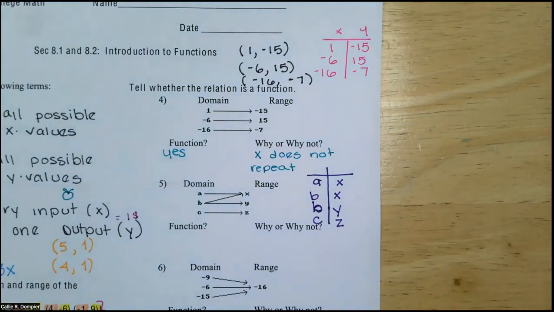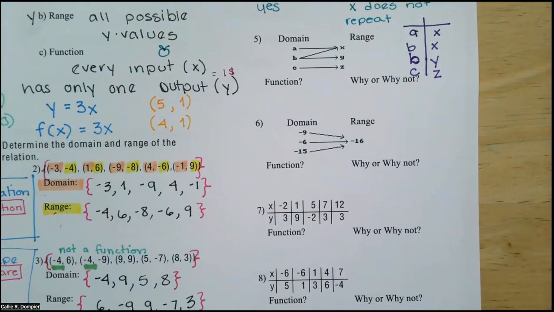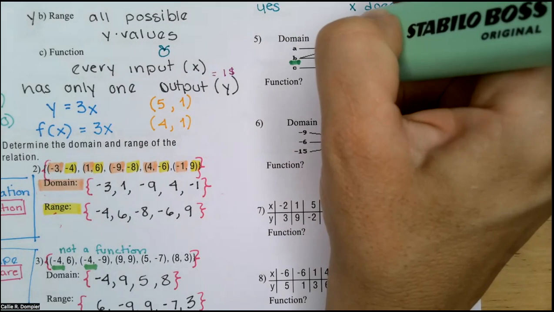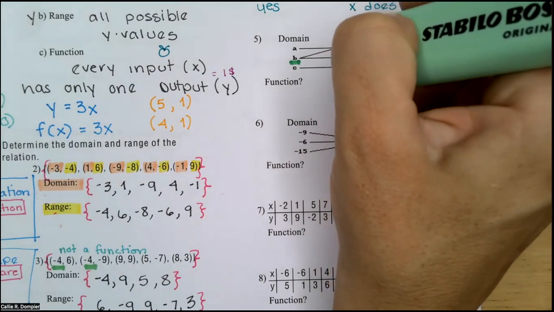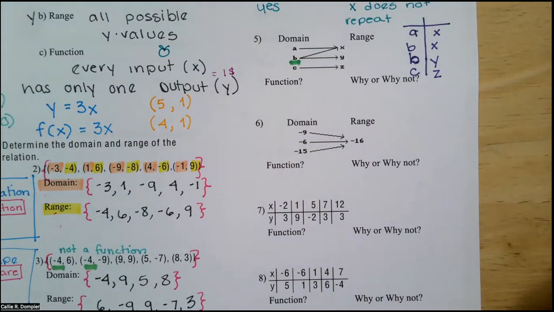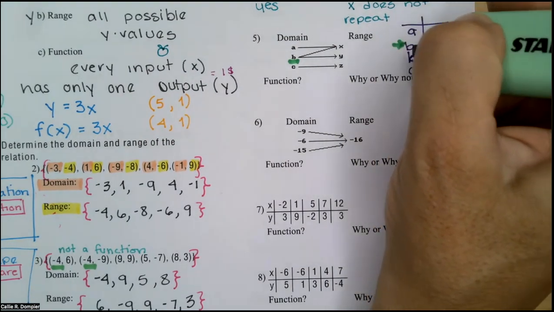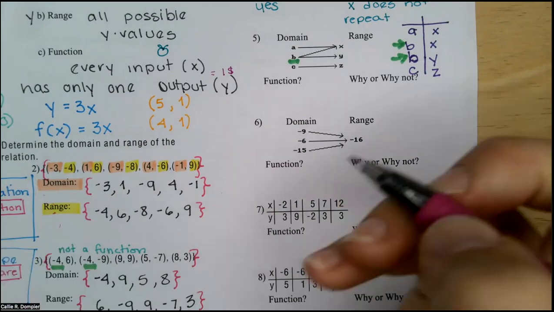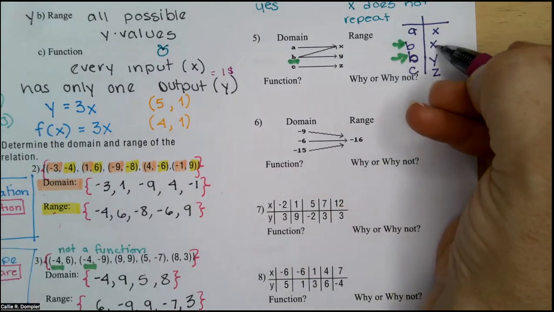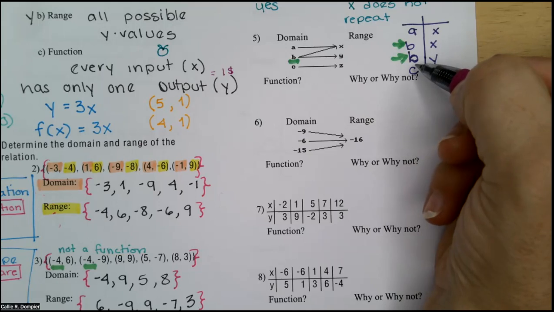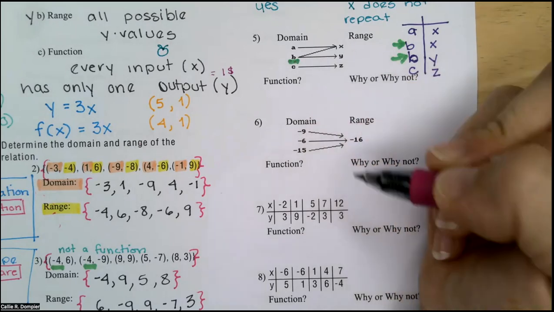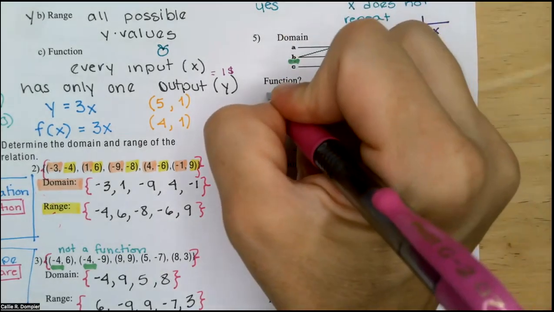This is not a function because just like right down here, we had -4 mapped to 6 and -4 mapped to -9. Here we have B mapping to both X and Y. That means I have two B's. When I take this B up to the cash register at the store, sometimes the price is X. When I take that same B, because it's the same B, up to the cash register, sometimes it's Y. That is not a function.